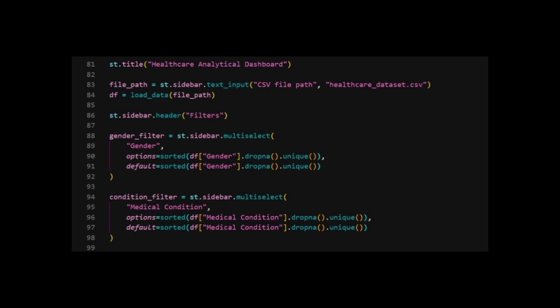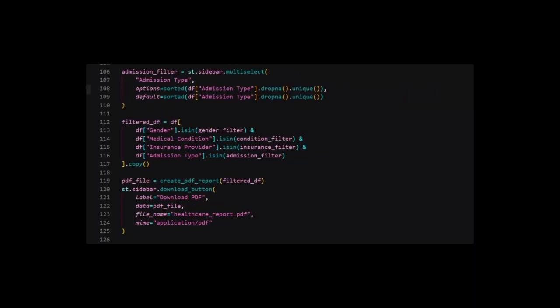Then we will create a text box in the sidebar where the user can specify the dataset file. We will create the drop-downs in the sidebar so the user can select one or multiple values. Remember that the default is to select all values together, and we use Boolean indexing to filter the data frame based on all user selections.